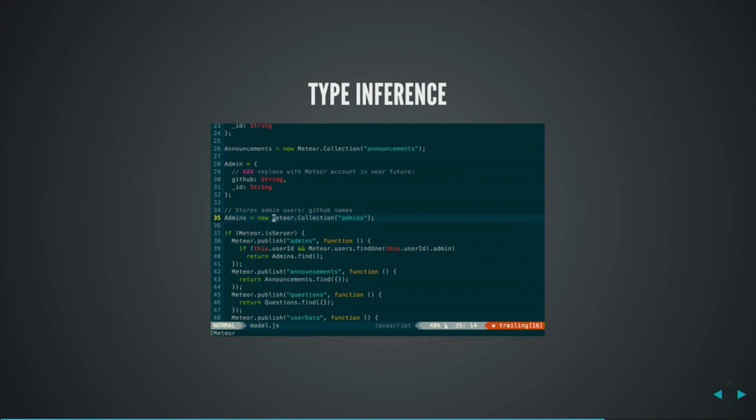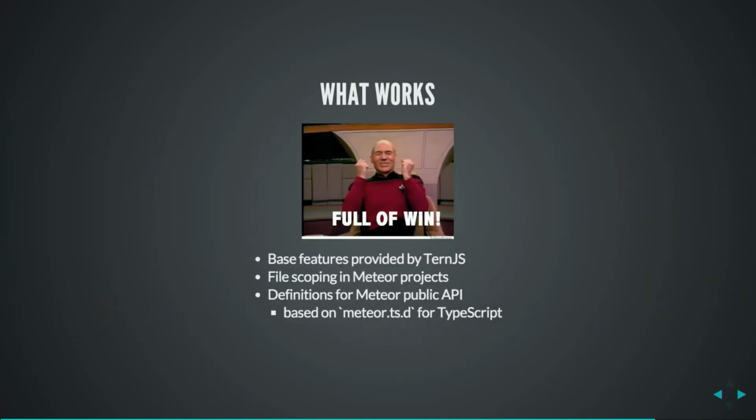Type inference. It's probably hard to see, but on the bottom there is a line changing. Every time I go to a different symbol, it shows me what type it is. Is it an object? Is it a collection? Is it a computation? And that's what works. And I think it's really cool.